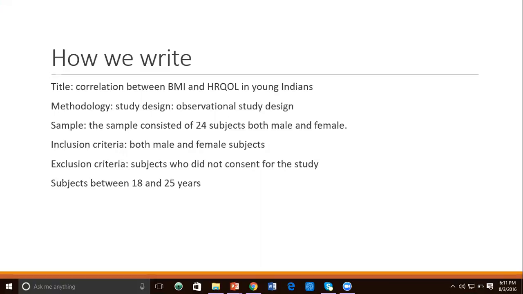Then methodology: study design, observational study design. So you have study design repeated. There's redundancy. Sample: the sample consisted of 24 subjects, both male and female. Those are unnecessary words. Inclusion criteria: both male and female. Exclusion criteria: subjects who did not consent for the study. That's understood. Subjects between 18 and 25 years. Young Indians, there might be an operational definition. So these are all unnecessary words here.